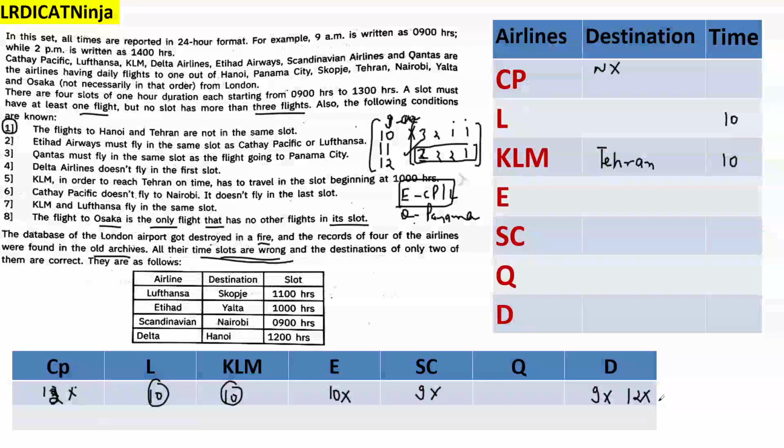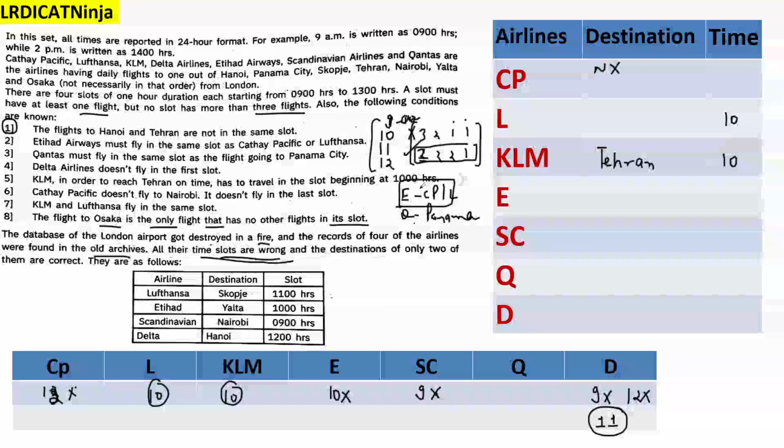So now, as you can see, there is only one flight in one slot. The 10 a.m. slot is already full. Now Delta cannot be in the 9 a.m. slot or the 12 slot, and the 10 a.m. slot is already full. So the only slot remaining for Delta is the 11 slot. That is fixed. So Delta is fixed at 11. Quant and one more flight.